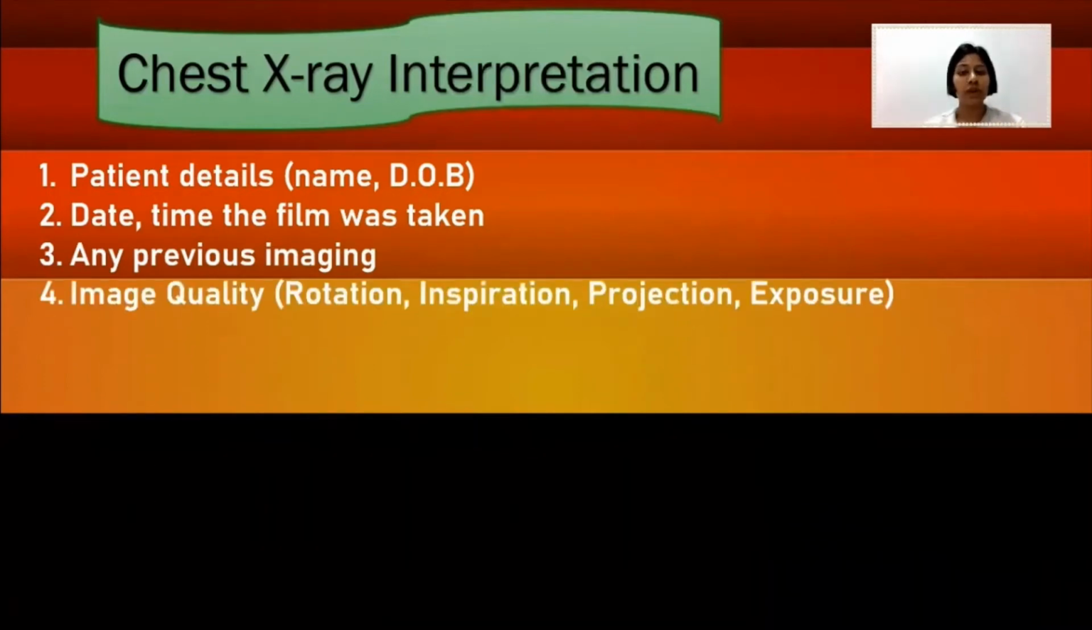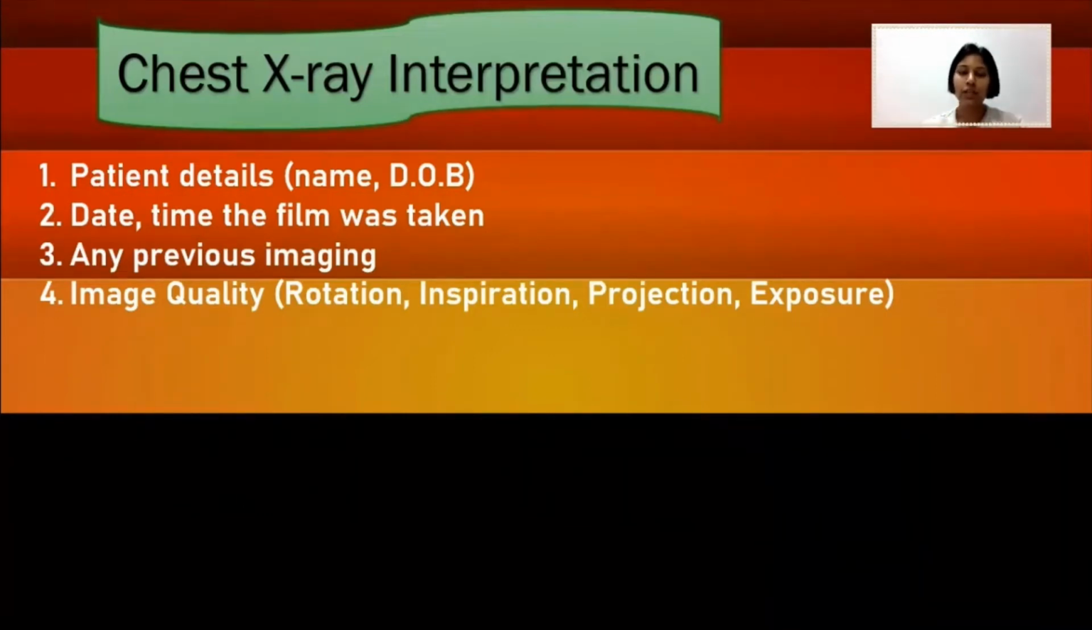Next, you want to describe the quality of the image. I like to remember this part as RIPE: rotation, inspiration, projection, and then exposure or penetration. So let's get into rotation first. In terms of rotation, you want to look at the clavicles. Are the medial aspects of the clavicles at a similar distance from the spinous process?